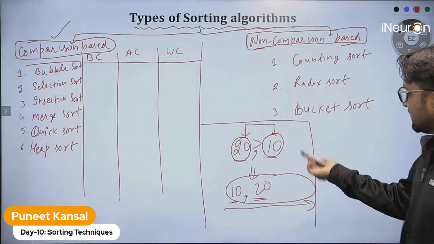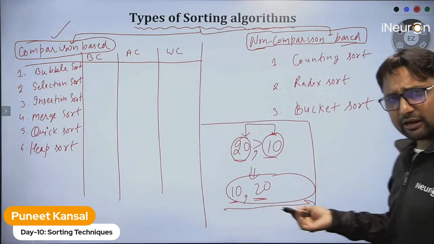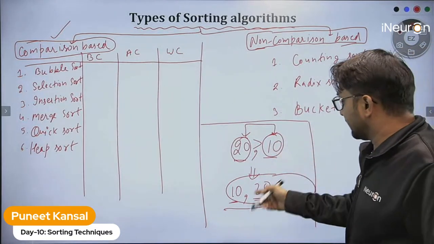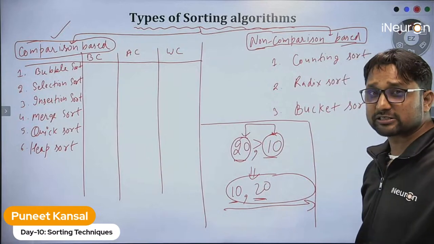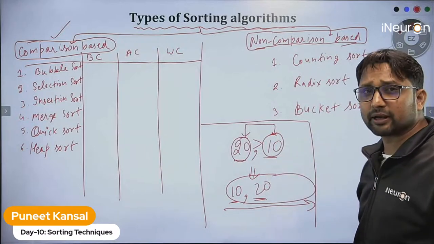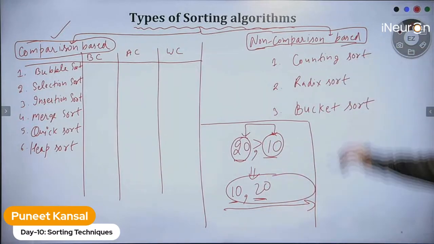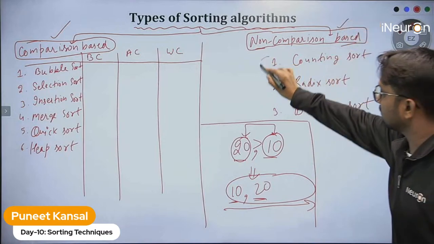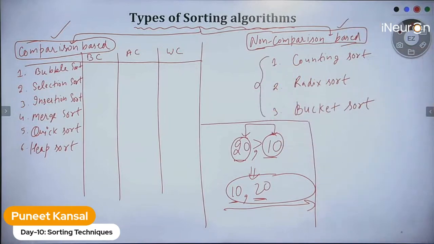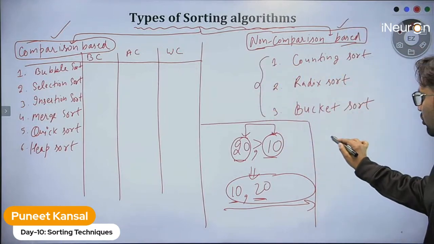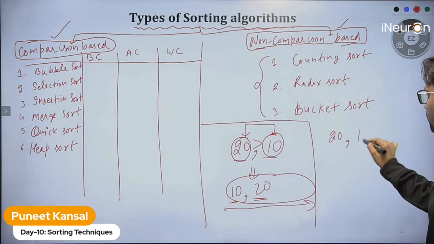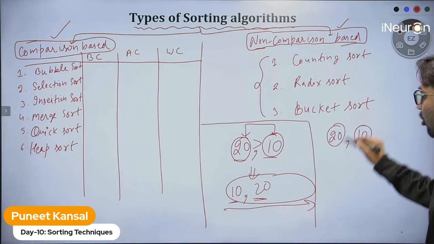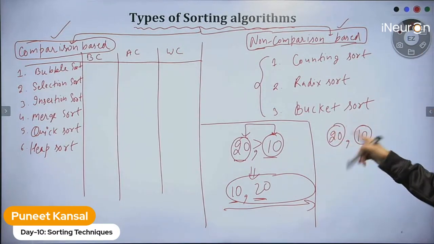There is no magic in this. This is common sense: we will compare the numbers, then we can say which one is smaller, which one is greater. We need to compare the numbers, but these three people are shouting. They are saying, you give us the numbers, we will not compare them.